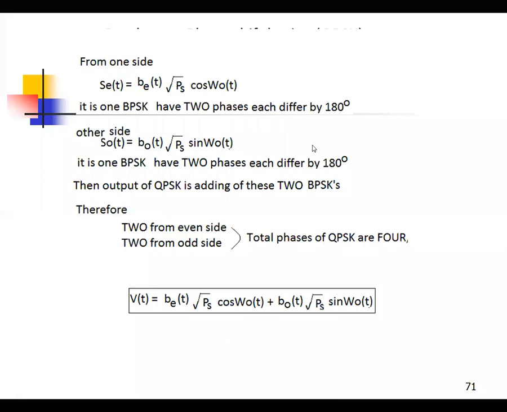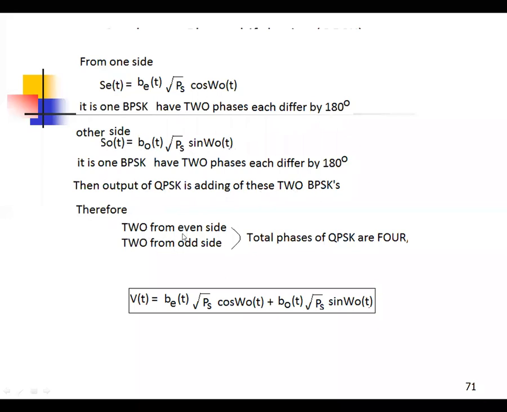So see the PPT here. From one side, SE of t, the even side, is equal to B of t root PS cos omega naught t. It is one BPSK having two phases, each differing by 180 degrees. On the other side, S naught of t is equal to B naught of t root PS sin omega naught t. It is another BPSK that also has two phases, with a phase difference of 180 degrees.